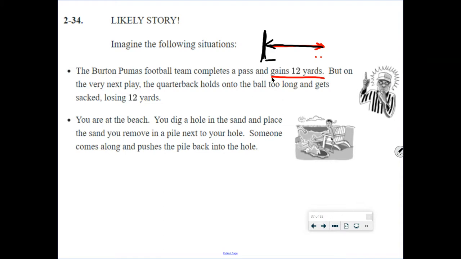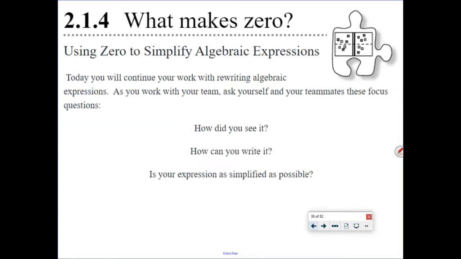Or the second one, you start at the beach. You dig a hole in the sand. Woo! Dig a hole, okay? And you move the sand and you put it next to the hole. And somebody comes along and pushes that sand back in the hole. What ended up happening? You ended up how you started. Now you're like, what on earth does that have to do with anything? I don't get it.